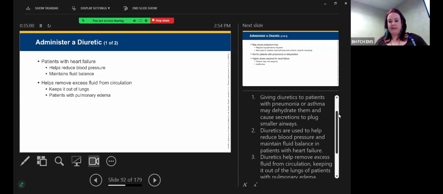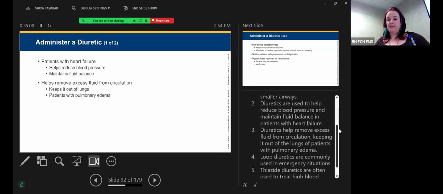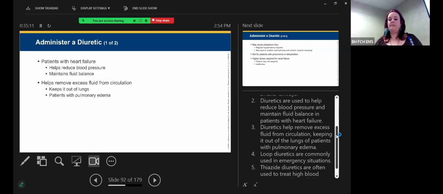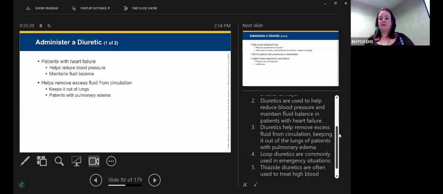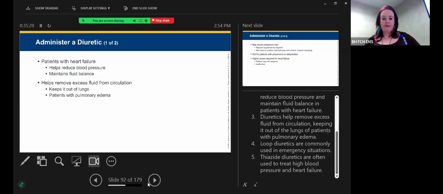Diuretics. Giving diuretics to patients with pneumonia or asthma may dehydrate them, the opposite effect, and cause secretions to plug smaller airways. Diuretics are used to help reduce blood pressure and maintain fluid balance in patients with heart failure. Diuretics help remove excess fluid from circulation, keeping it out of the lungs of patients with pulmonary edema. Loop diuretics are commonly used in emergency situations. Thiazide diuretics are often used to treat high blood pressure and heart failure.